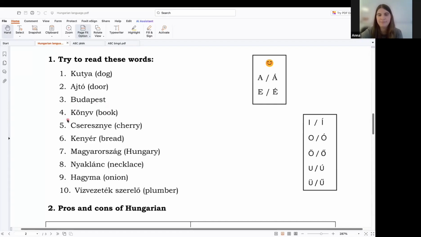Four is a bit harder. Again, you try it. It's a könyv. Könyv. I know it's a bit hard to pronounce because we have the ny and the v right next to each other. K, ö, ny, v. Könyv. Könyv. What about five? It's a bit longer. I'll give you a little bit more time.